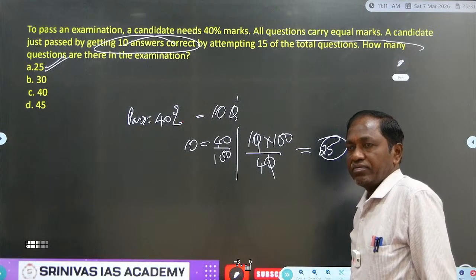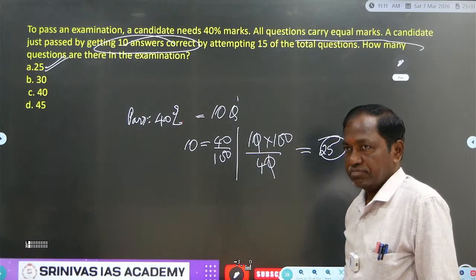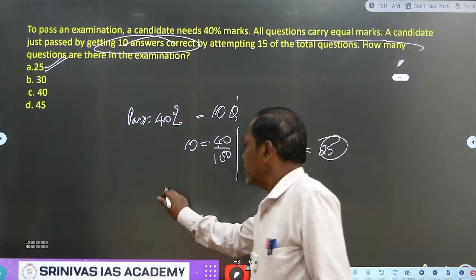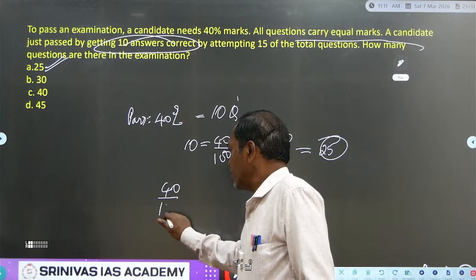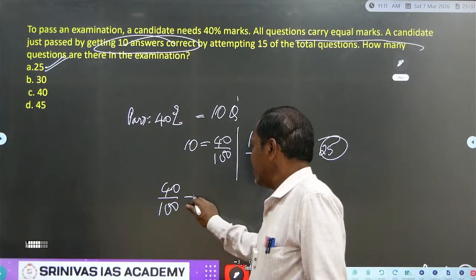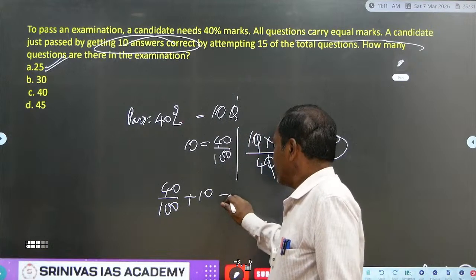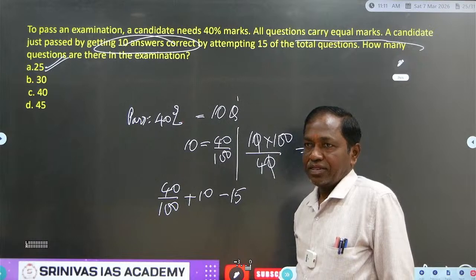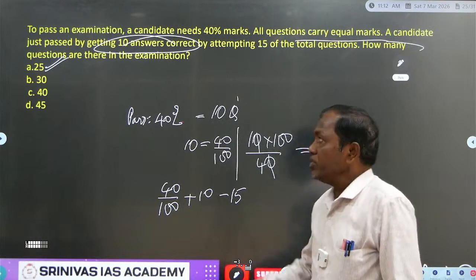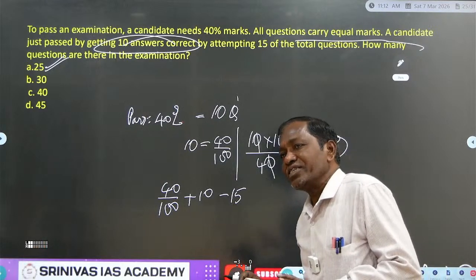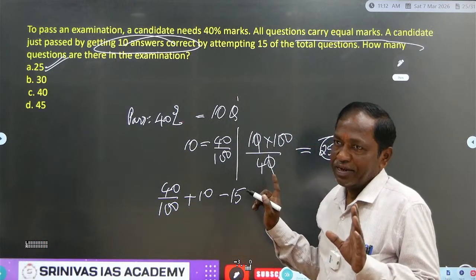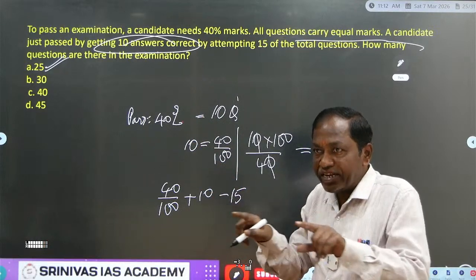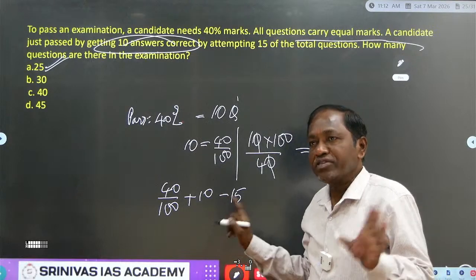That's right. Sir, can you do 40% plus 10 minus 15? Plus 10 minus 15. Why do you do this so much work? So only thing is you have to see the LHS equal to RHS. The passing questions are 10. Passing marks required 40%. You have to equate. Once you start equating the values, equation, you got the answer.